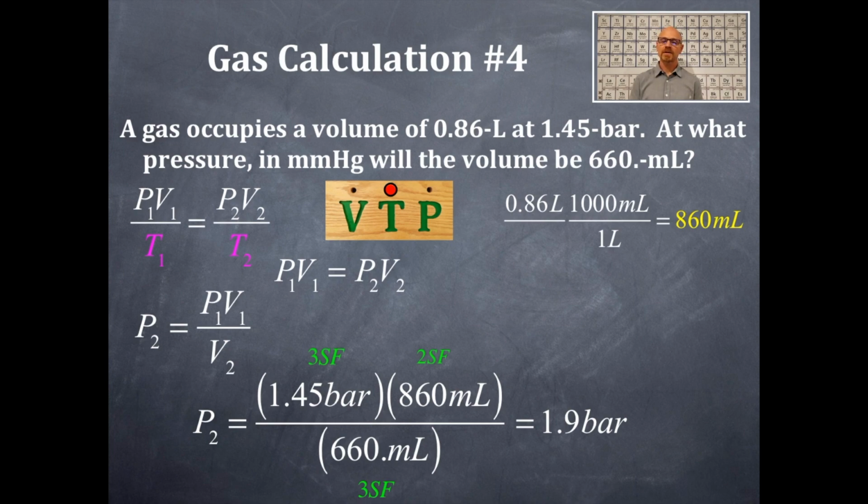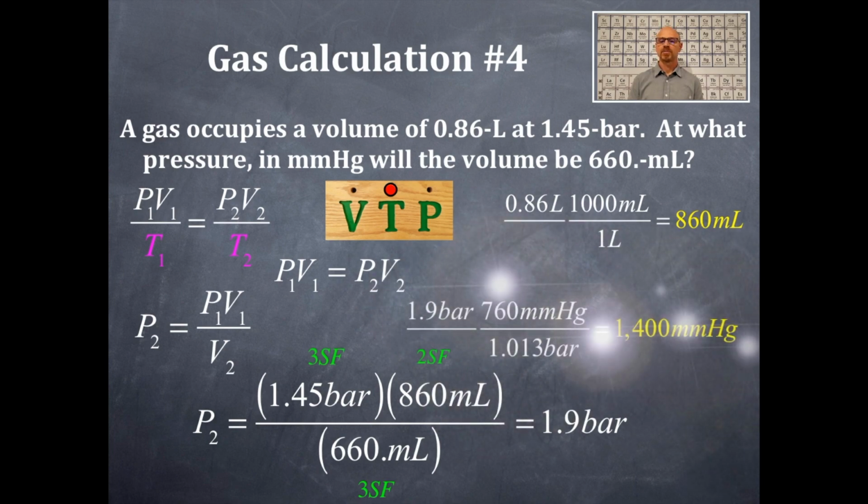But the question was asking for at what pressure in millimeters of mercury. So what we're going to do now is convert the bar into millimeters of mercury. And here I have that here. Bar is being converted to millimeters of mercury. The 1.9 bar has two significant figures, and the 760 has infinite, and the 1.013 bar has infinite, and now I have 1400 millimeters of mercury. There's no decimal because there's two significant figures, and that's my answer in millimeters of mercury.